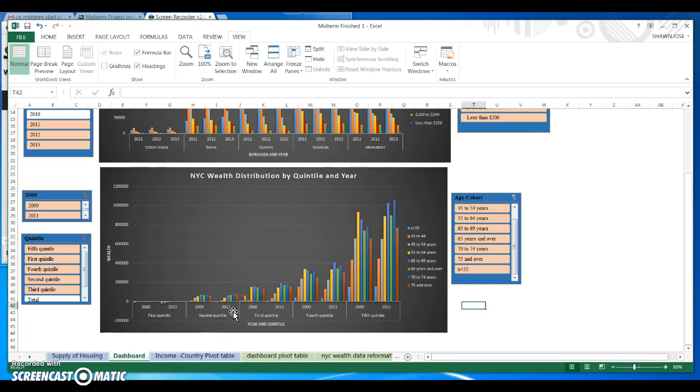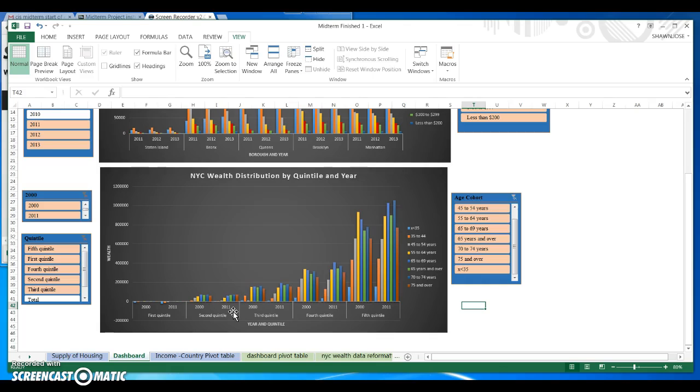Now, with that in mind, I want to take you to this dashboard, which is New York City wealth distribution by quintile and year. And this is going to be one of the factors that influence the demand for New York City housing, right? Because the more wealth people have, the more they can spend on that housing. And that's going to affect the price of the housing and therefore also the rent.